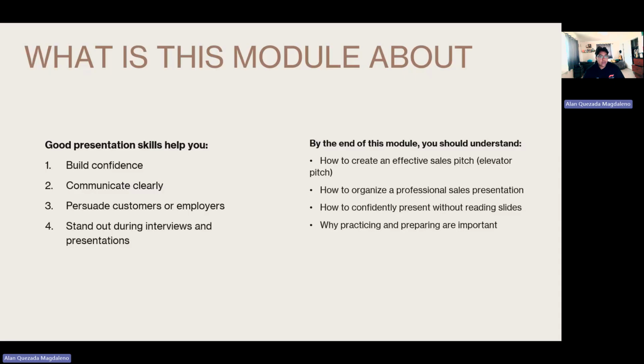Good presentation skills help you build confidence, communicate clearly, persuade customers and employers, and stand out during interviews and presentations. By the end of the module, we should understand how to create professional pitches, how to organize professional presentations, how to confidently present without reading slides, and why practicing and preparing is important.